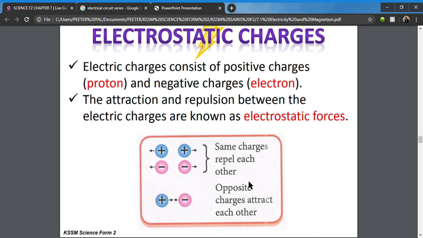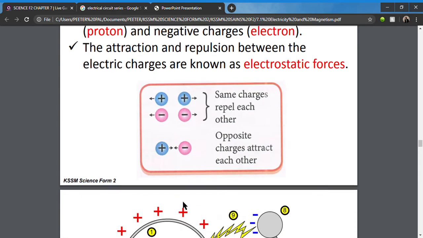Static charges occur because an object loses or gains electrons. So they are charged now. And as we know, it's very simple: when they have the same charges, positive or negative, they repel. When they have opposite charges, positive and negative, they attract.